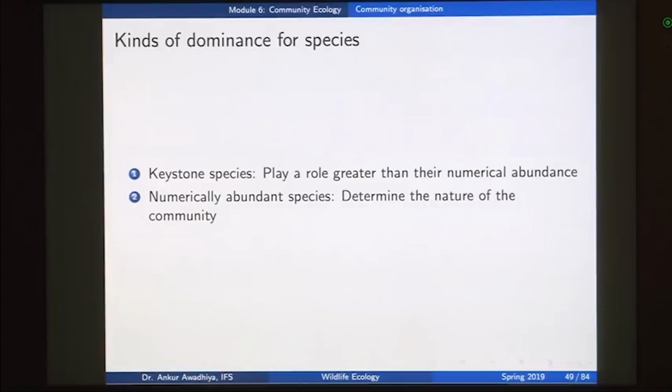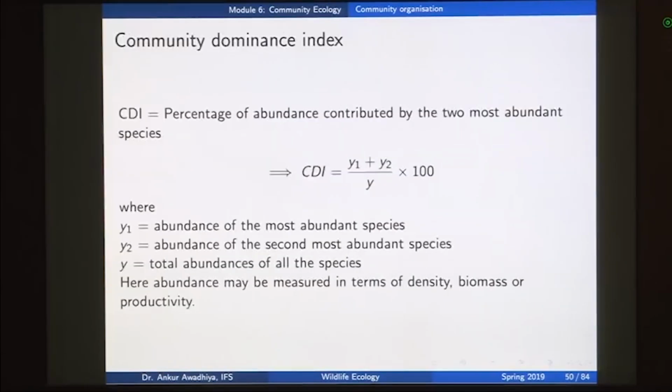And for any community, we can define a term which is known as the community dominance index. Community dominance index is the percentage of abundance that is contributed by the two most abundant species. Earlier we were talking about the relative abundance of any one species. Now, we are talking about the relative abundance of two species. So, CDI or the community dominance index is defined as (y1 + y2) / y × 100%.